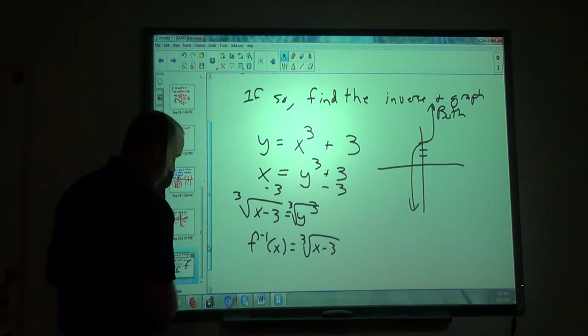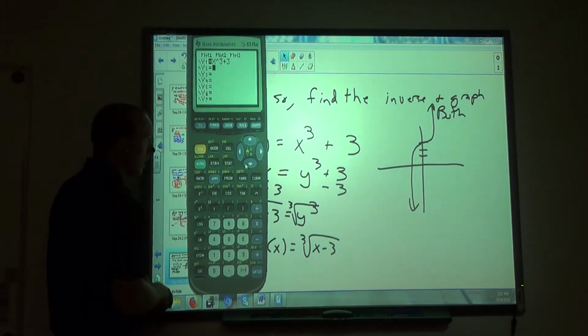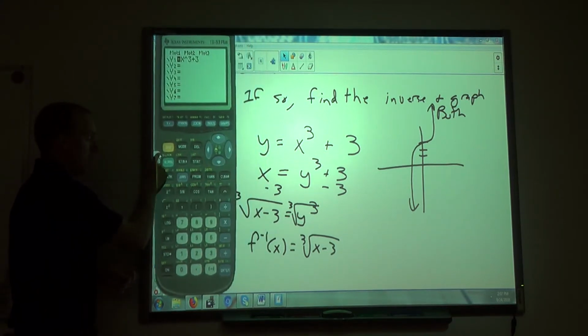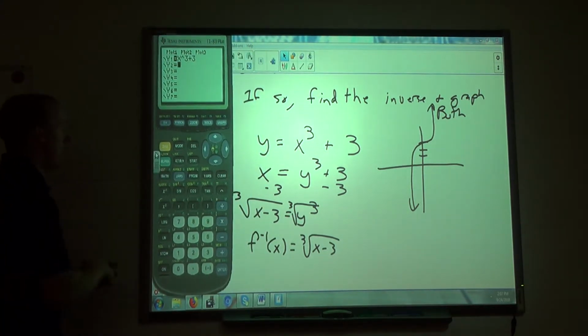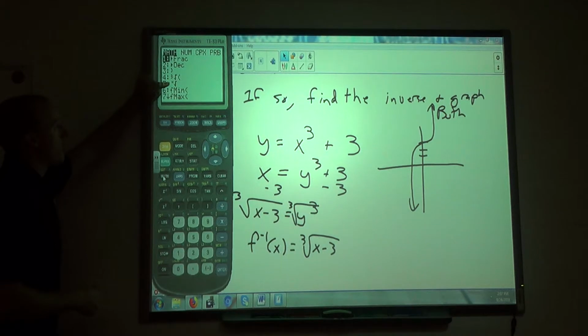Okay, now how do I graph that with my calculator? Where do I find the cube roots in my calculator? Math 4. So you go to math, and then 4 would be the cube root. If it was a 5th root or 4th root or 6th root, you would use this one here and just replace that x with whatever root it is.